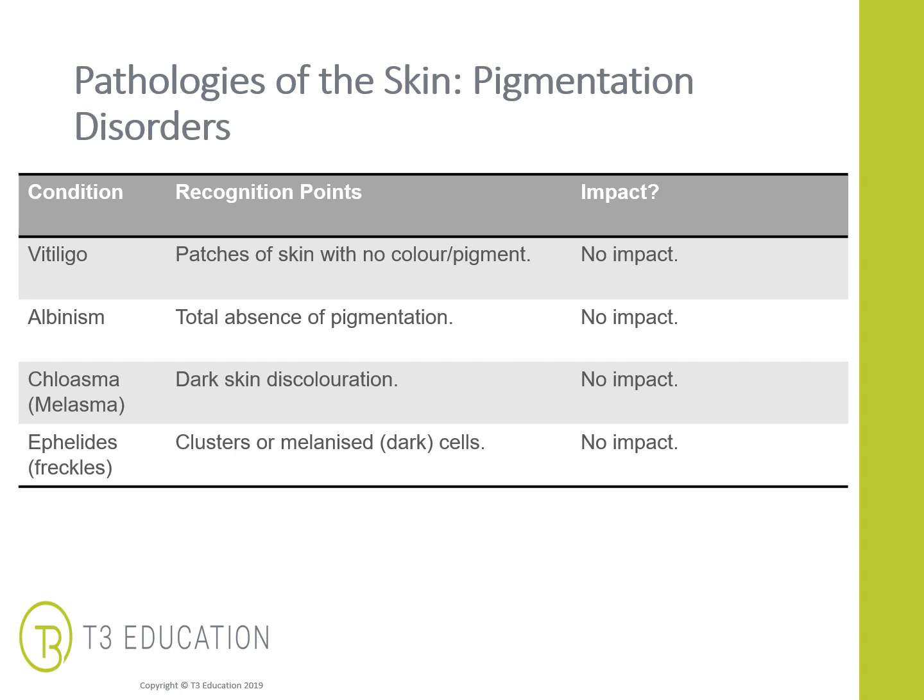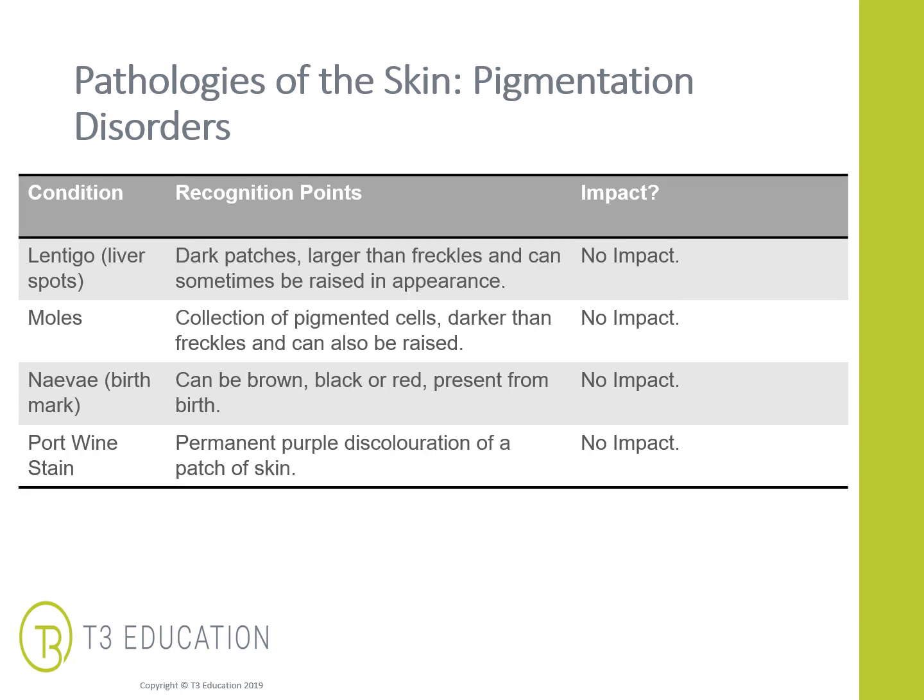Chloasma. This is where we have dark skin discoloration or melasma. Again, with pigmentation, there's no impact or contraindication. And then we have ephelides, freckles, and these are clusters of melanized or dark cells. No impact for your treatment. Lentigo or liver spots. These are dark patches larger than freckles and can sometimes be raised in appearance. Again, they are safe and no impact.